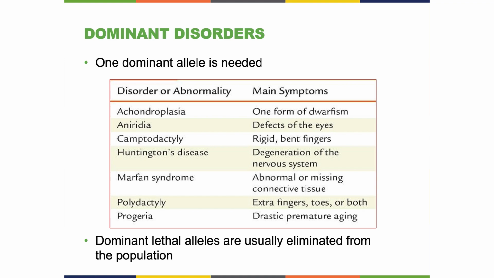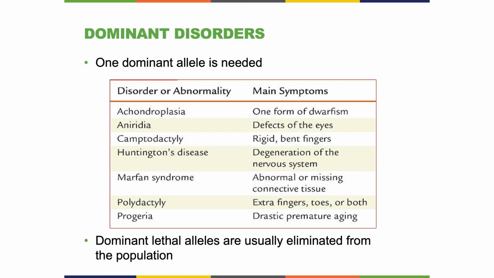Aniridia is a situation where you don't form an iris in your eye. Without an iris, you can't control how much light comes into your eye. And so it's a very, very painful condition. People with this have to wear really dark glasses all the time because any light is going to be painful for them.